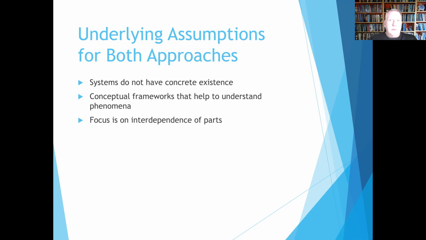Some of the underlying assumptions that underpin both a closed natural systems approach and an open systems approach is an assumption that systems do not have a concrete existence. Now, this is a departure from what we talked about with our classical school of organization theory. The classical school of organization theory was a very static type of approach, where we could say we could develop this one best way to structure the organization, or the one best way to structure work, and apply that across the board in all of our organizations and in all situations, because it was a static approach.